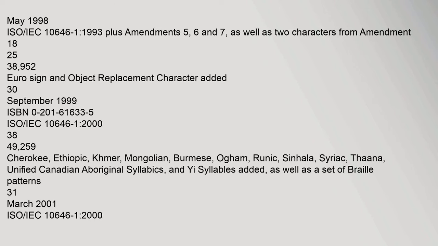ISBN 0-201-61633-5, ISO/IEC 10646-1:2000. 38, 49259. Cherokee, Ethiopic, Khmer, Mongolian, Burmese, Ogham, Runic, Sinhala, Syriac, Thaana, Unified Canadian Aboriginal Syllabics, and Yi syllables added, as well as a set of Braille patterns. 3.1, March 2001, ISO/IEC 10646-1:2000.